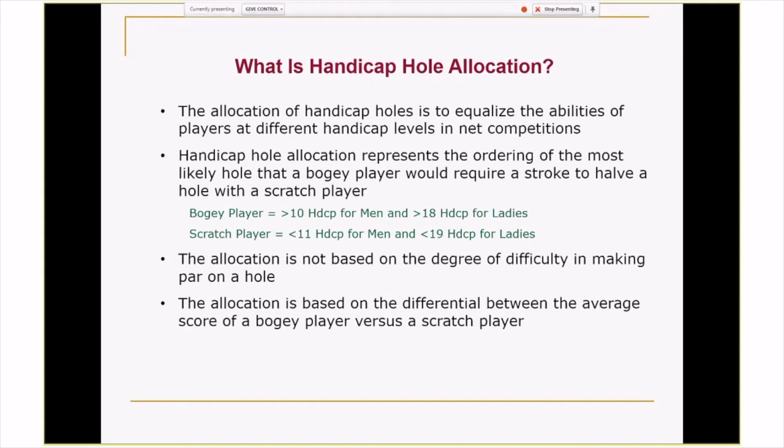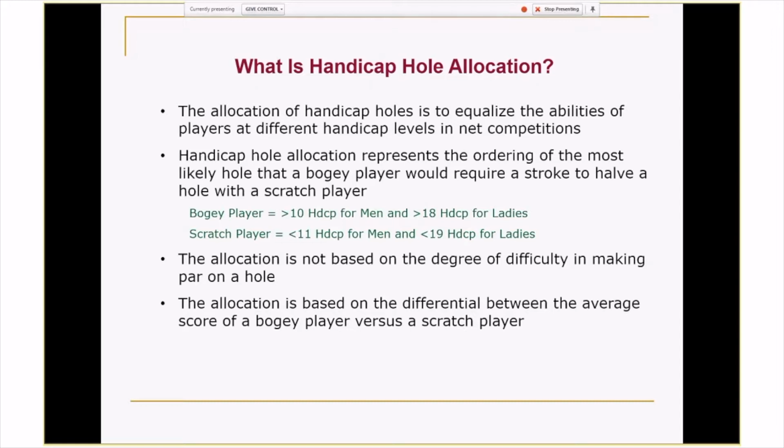So the allocation of handicap holes is basically to equalize the abilities of players at different handicap levels, especially in our net competitions. The handicap hole allocation represents the ordering of the most likely holes where a bogey player, given the parameters below, players with a handicap greater than 10 for men, would require a stroke to halve the hole with a scratch player, or someone with a handicap less than 10. A bogey player for ladies is someone with a handicap greater than 18 and less than 19.